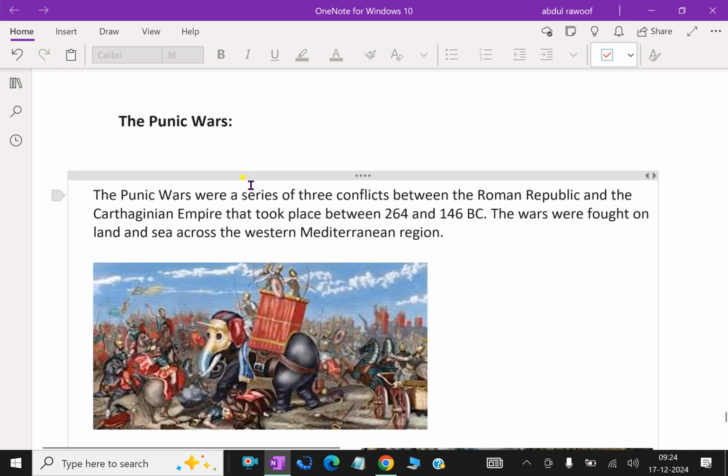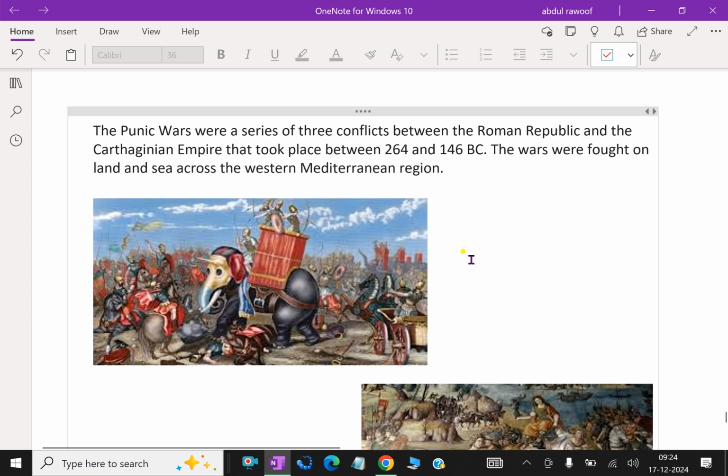The Punic Wars. The Punic Wars were a series of three conflicts between the Roman Republic and the Carthaginian Empire that took place between 264 and 146 BC. The wars were fought on land and sea across the western Mediterranean region.